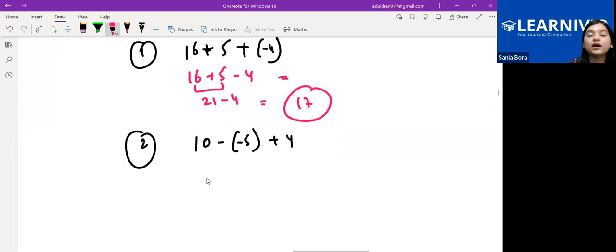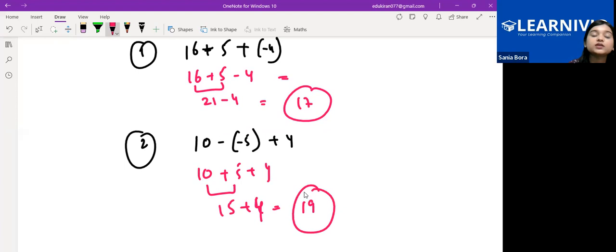Now the next one: 10 minus minus 5 plus 4. So 10 plus 5, 15, then plus 4. What did you get? 15 plus 4, 19. What about others? I got 19. Priyanka and Abubakar?